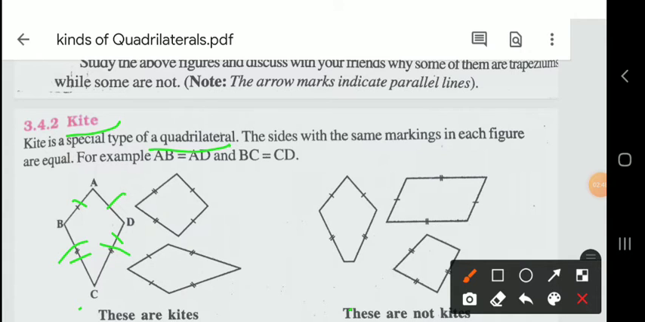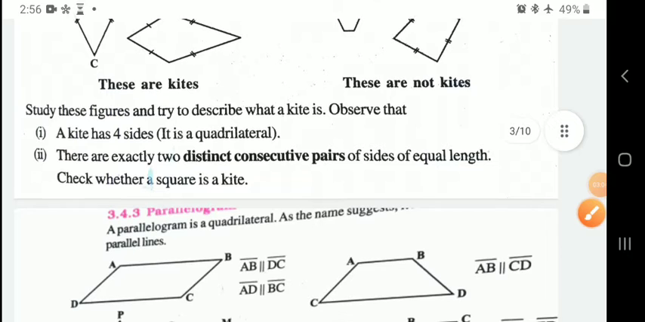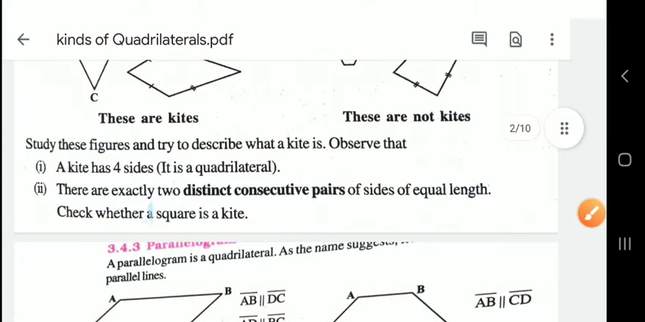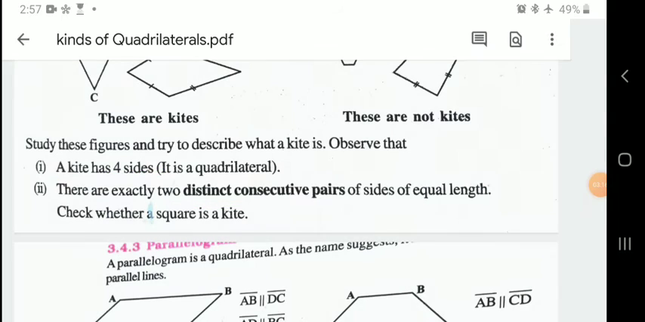Kite has exactly two pairs of consecutive sides of equal length. Look at here, these two consecutive sides are equal, and these two sides are equal. So only consecutive sides are of equal length. Kite is also a quadrilateral. Kite has four sides and there are exactly two distinct consecutive pairs of equal length. These are two basic properties of kites.